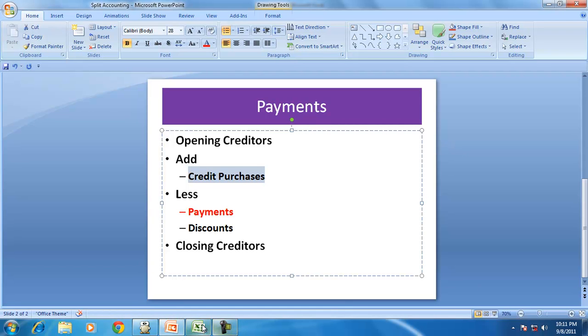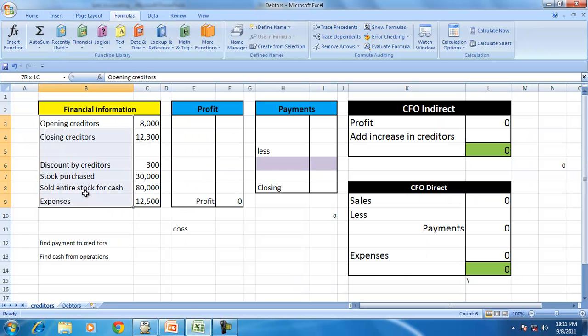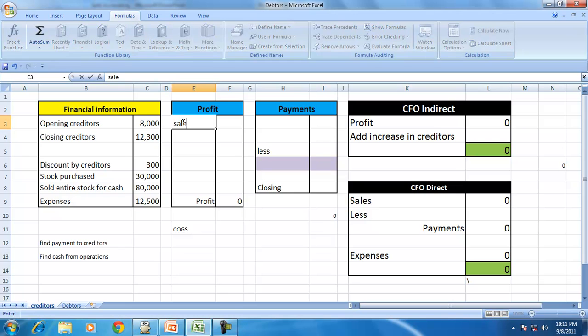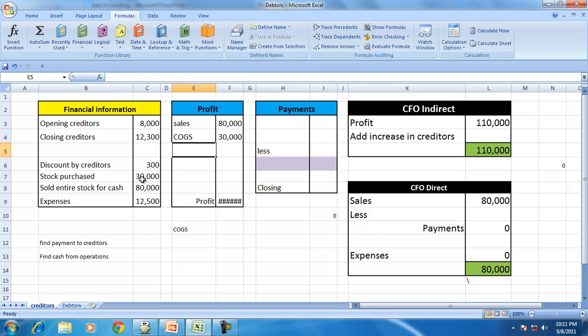So let us take the example once again. This is a simple cash flow related information. As usual, let us find the profit. So sales is 80,000 less the COGS. The entire stock purchase is sold, so the entire stock purchase will become COGS.